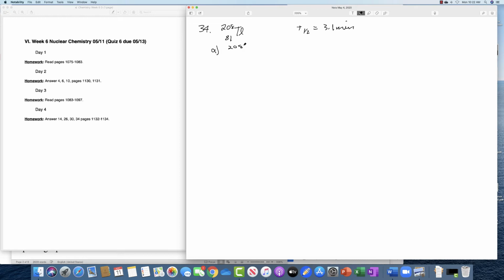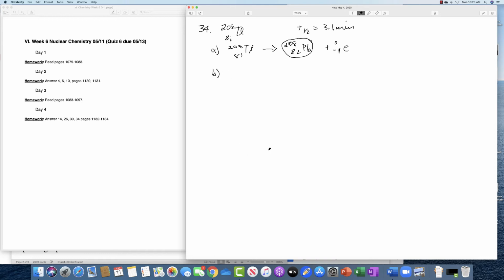So 208 thallium, 81, goes to form 208, 82, plus a beta particle. And let's see what that is. 82 is lead. So it forms lead when it breaks down. So that's the answer to A, which asks what is the isotope produced by the decay? The isotope produced by the decay is lead 208.